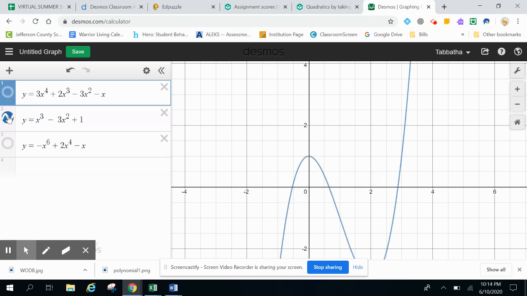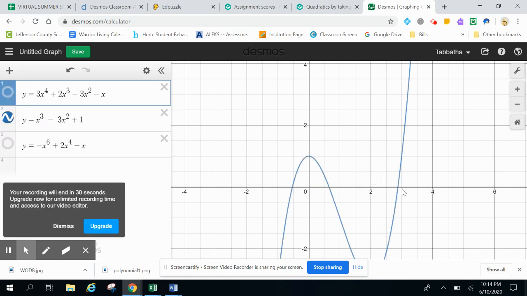So let's try this one. So in end behavior, what's the left side doing? What's the right side doing? How many turns? And how many solutions?